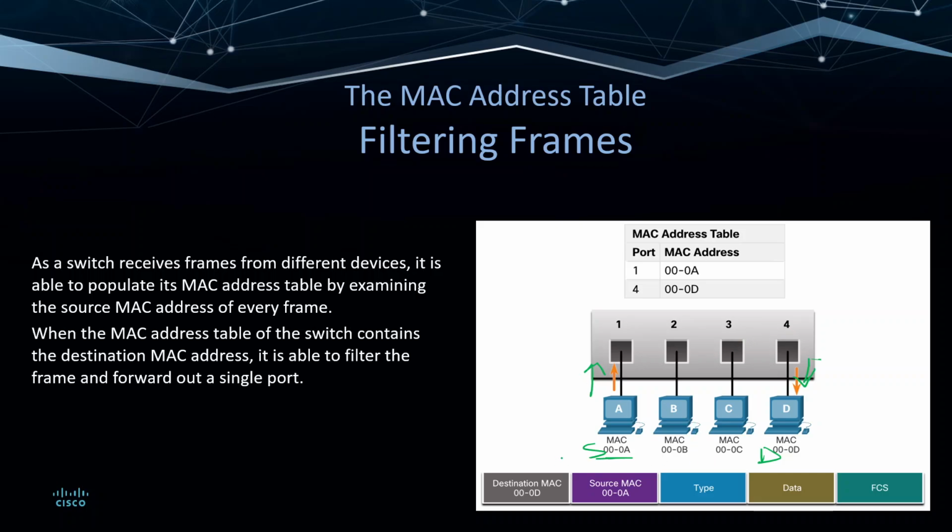For example, let's say the source MAC is this MAC address right here, and the destination MAC will be 000B. In this case, the switch will forward the frame to all ports, because it's an unknown MAC address, an unknown unicast MAC address.